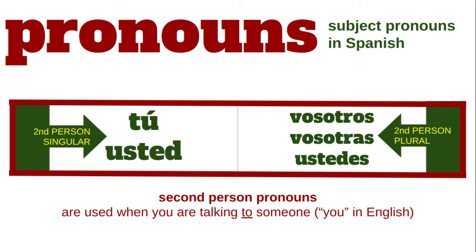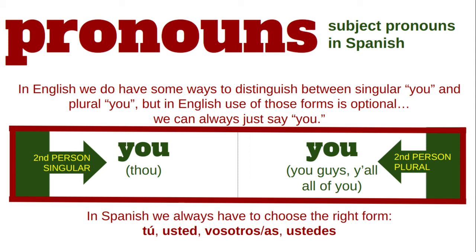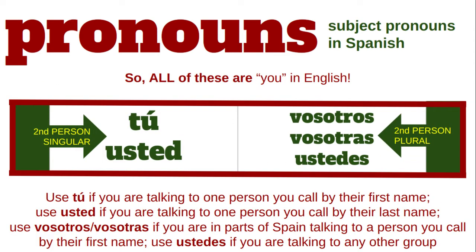For the second person pronouns in Spanish, remember in English there's just one, you. In Spanish there's actually five. Tú, usted, vosotros, vosotras, and ustedes. So here again we have the two in English, but you can see we've added a few things here. We have thou as the older form, we have you guys, we have y'all, we have all of you. Because even in English, where we don't have separate words for all these different types of you, sometimes we do need to distinguish between them. In Spanish, we always have to choose the right form, either tú, usted, vosotros, vosotras, or ustedes.